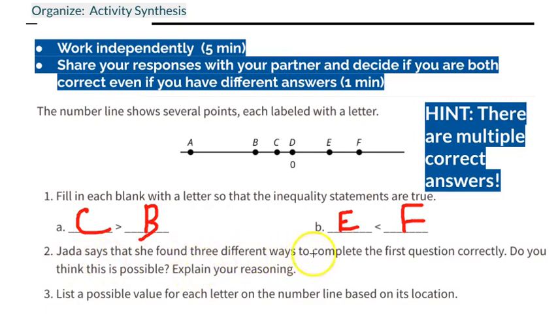Jada says she found 3 possible different ways to complete the first question correctly. Is there more than one way? Oh my goodness, there's plenty of ways. You could have had C is greater than B, B is greater than A, D is greater than C, D is greater than B, D is greater than A, E is greater than D, E is greater than... all of those.